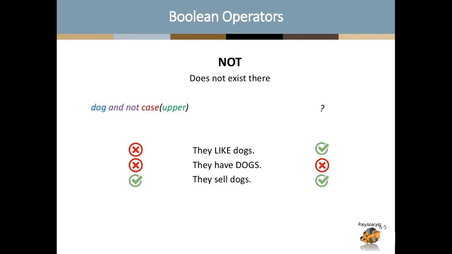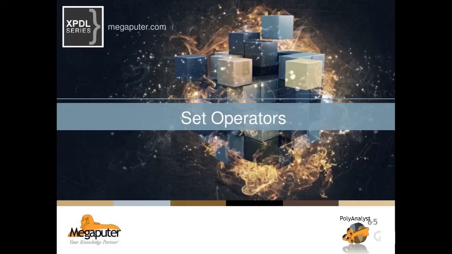But what if we want to specify that we don't want dogs to be uppercase? So how do we get the right-hand side? We want they like dogs to match because dogs exists, and it's not in uppercase, but we don't want the second to be matched. How do we do this? This is where the second type of operator comes in, the set operator.